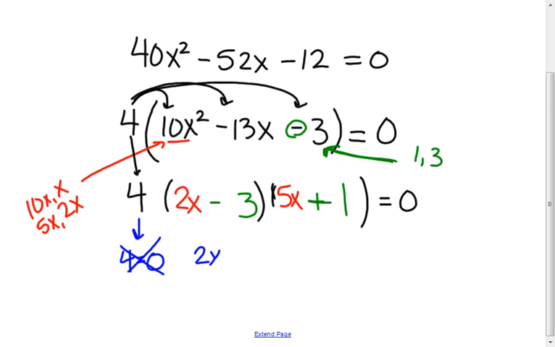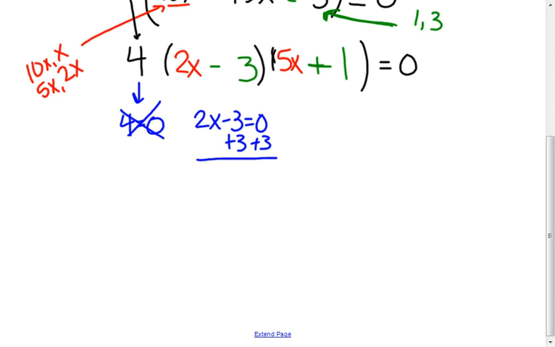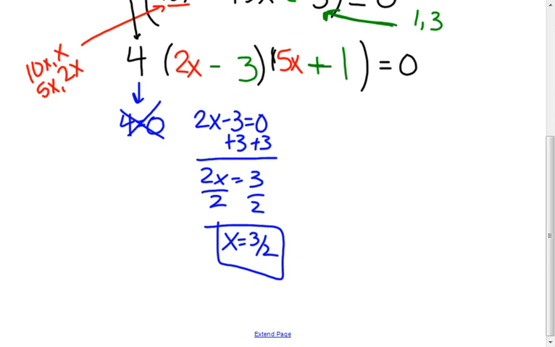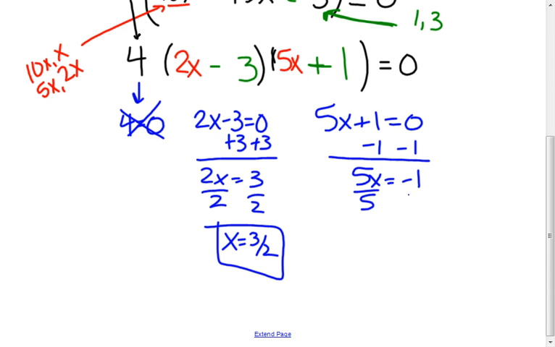Don't need that. Here, 2x minus 3 equals 0, so I will add 3 and divide by 2, and x will be 3 halves. Now the other one, 5x plus 1 equals 0, I will subtract 1 and then divide by 5. And x will be negative 1/5.